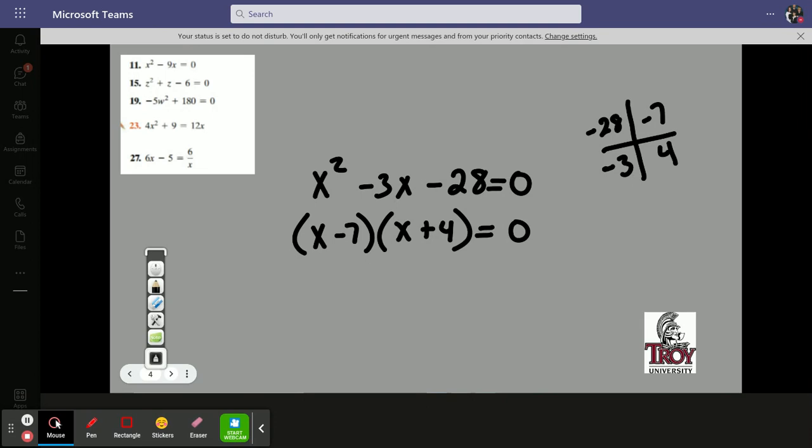All right, so my last step: adding 7 to both sides and subtracting 4 from both sides. All right? Little better?